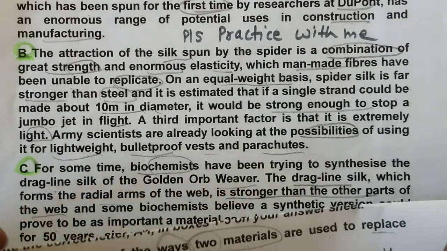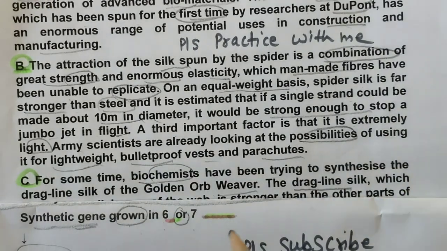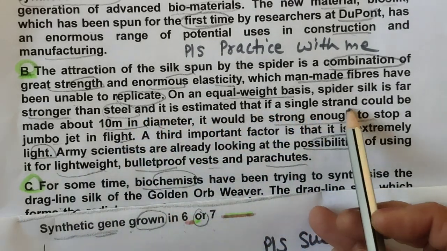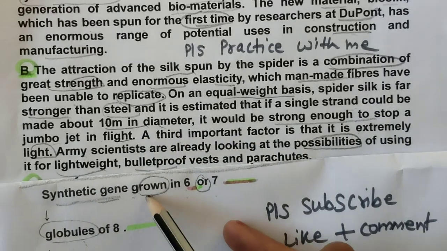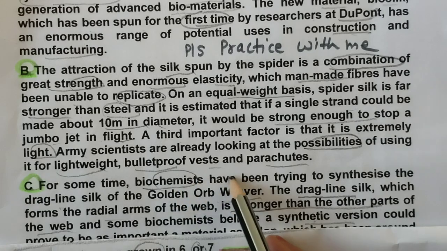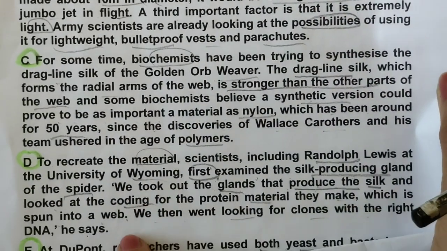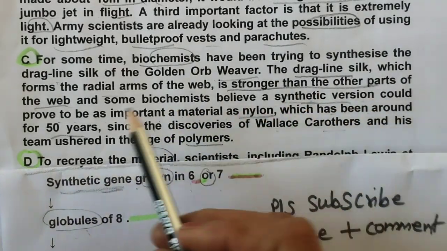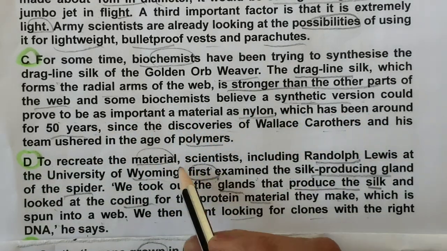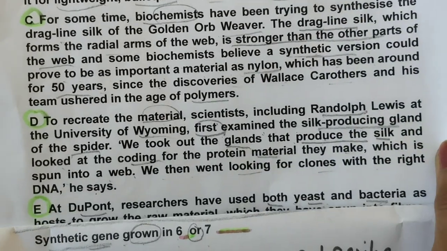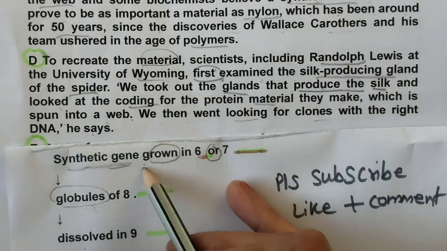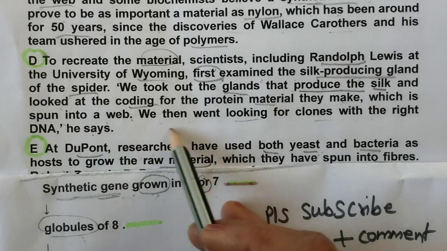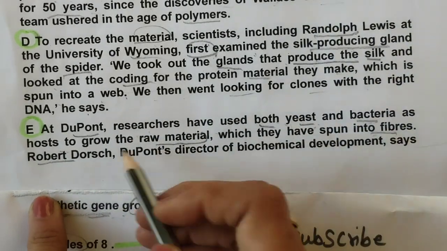So this is my B paragraph I am looking for. As I told you, I am looking for synthetic gene. Spider silk stronger, estimated strength. So I am looking for globules also. Genes grown. Bulletproof vest. Nothing is there. So in C paragraph we can see the synthetic word is there. So let's find grown also. Synthetic version could prove to be material around, so nothing is there. To recreate material, scientists including glands. We are looking for synthetic gene grown in. Okay, nothing is there. So in E paragraph, the grow word is here.